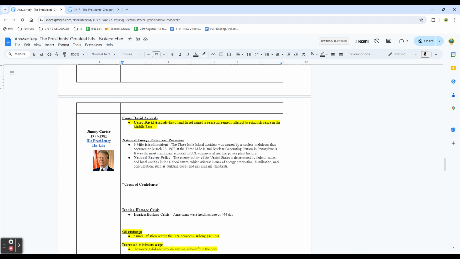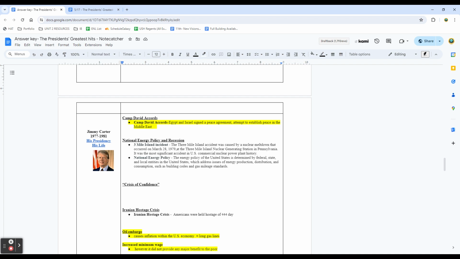Next, Democrat Jimmy Carter is elected in 1976. He becomes president in 1977. And one international achievement is the Camp David Accords. President Carter brokers a peace agreement between Israel and Egypt, resulting in better relationships between nations in the Middle East, and carving out a role for America and Israel and other countries in the Middle East going forward.